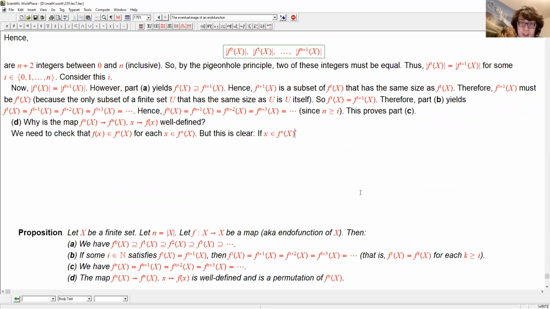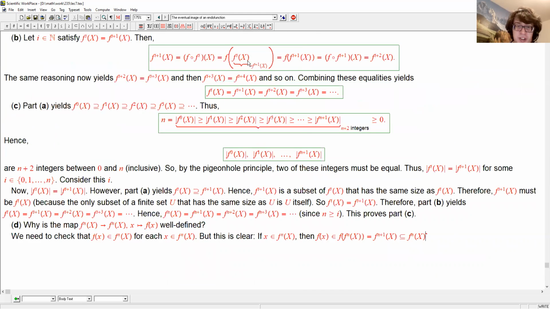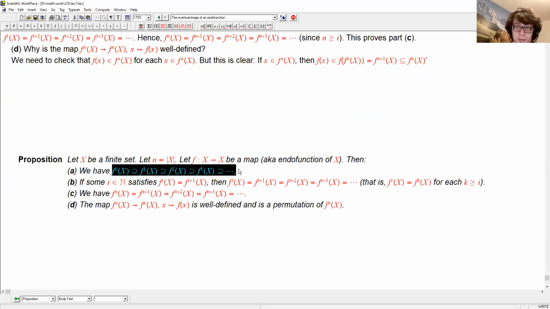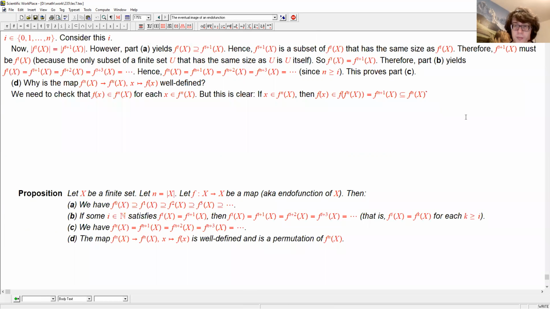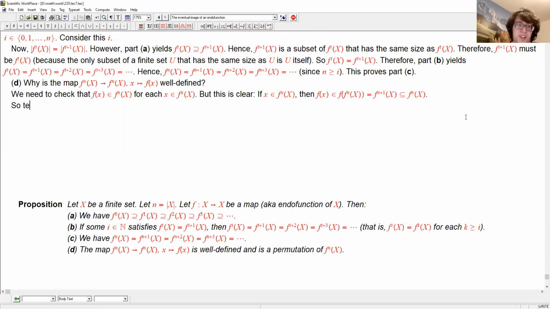If x is in f^n(X), then f(x) is in f(f^n(X)), which is f^(n+1)(X). Once again, this is pretty clear for single elements, but it's also true for sets. And f^(n+1)(X) is a subset of f^n(X) by part A, for example. Okay, so the map is well defined. If you have an x here, f(x) will be here, so it really goes from the domain into the target.